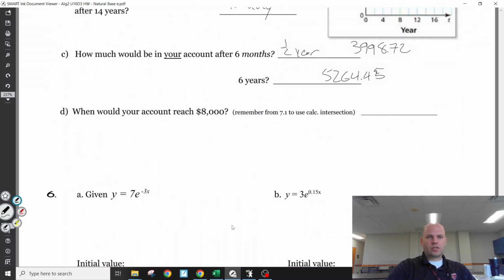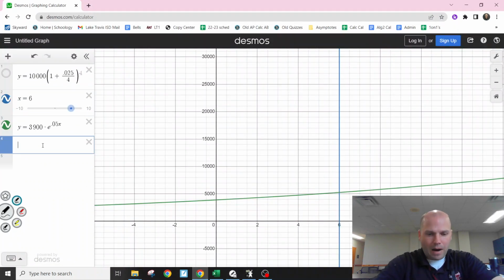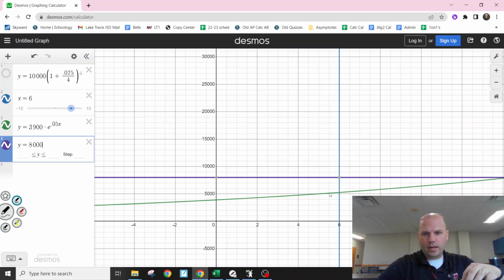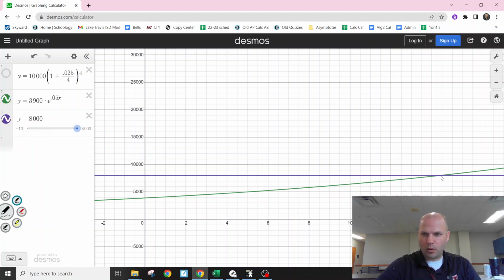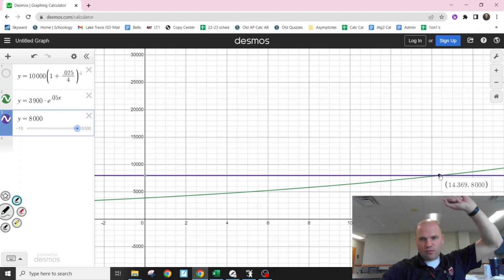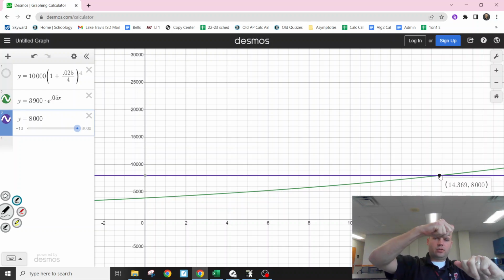When will your account reach 8,000? You can use the second plus 7 12 and find the intersection, but I like to do Desmos. We're going to do Desmos for our project. When my y value is $8,000, what is the point on my graph? Right here, hide the x. Use one equation at a time. So many people who are doing both just have no idea what they're looking at. Right there, x is 14.396. x is years, y is an amount, 8,000. So 14.36.